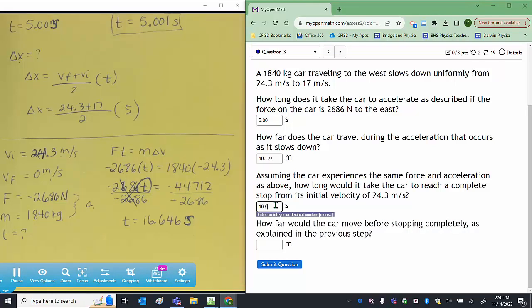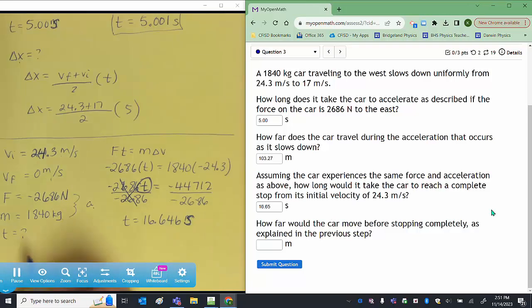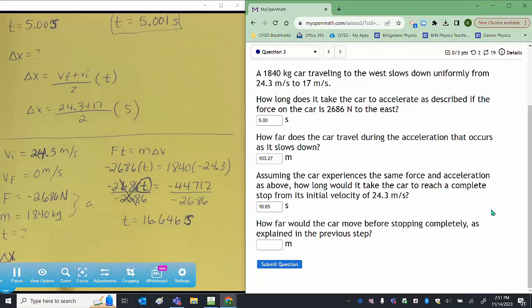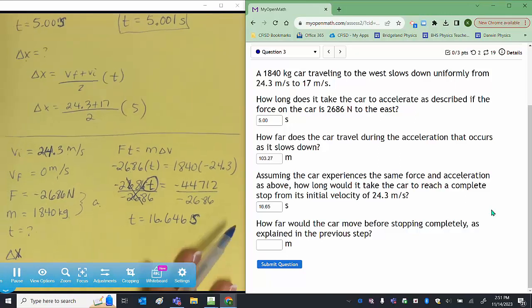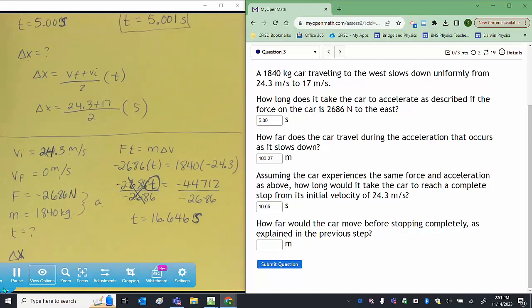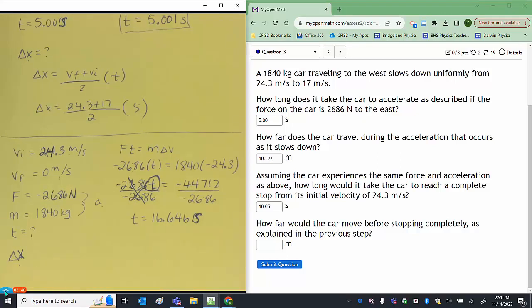The last question says, how far would the car move before stopping completely? So now we have this time, we can determine how far, delta x. Again, if you're solving for how far, if you're solving for your displacement, you automatically should recognize that you need to use kinematic equations.